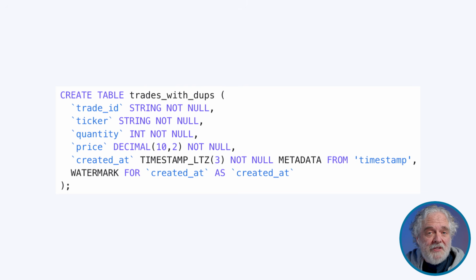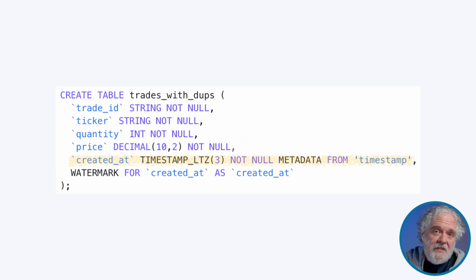Let's look at how to do this with Flink SQL, and then we can come back and talk about the data stream API for a second. So here's a table that we want to deduplicate. It's a stream of trades that may have some duplicates in it. These trades each have a unique trade ID. So if we see two events with the same trade ID, we know the second one is a duplicate.